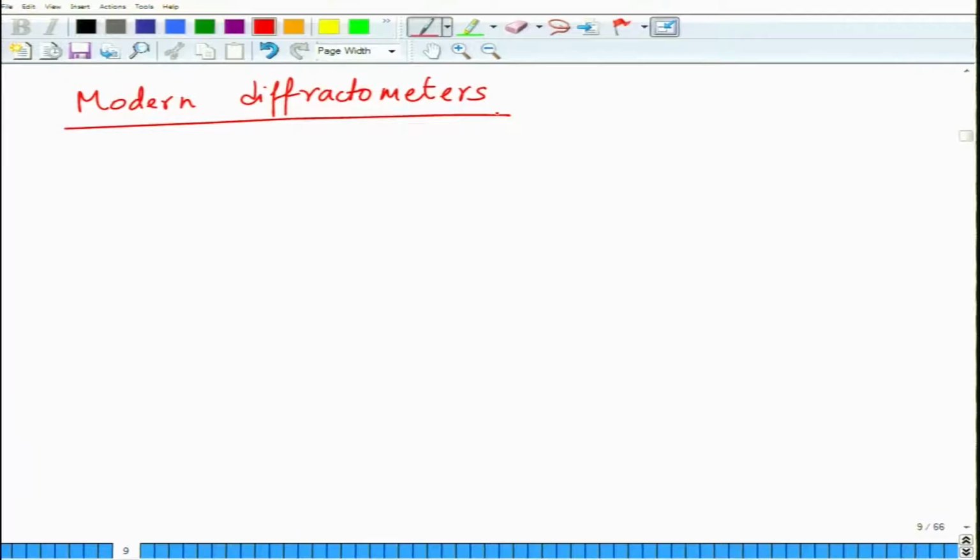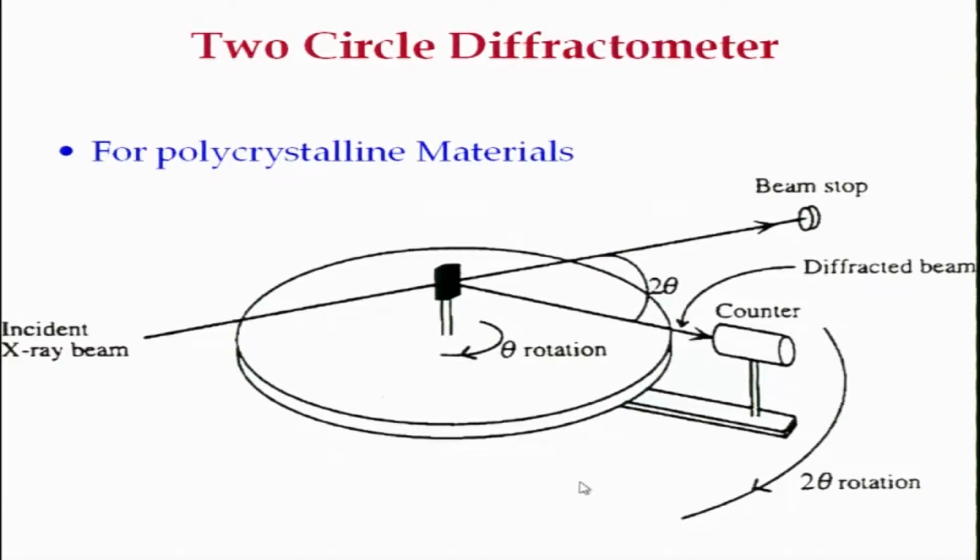So, for modern diffractometers I will show you a slide. This is a modern diffractometer that we will have. You have a 2-circle diffractometer: this is the incident beam, this is your sample, this is the beam stopper for the transmitted beam. This is your incident beam, and the diffracted beam is going to go in this direction, let us say.